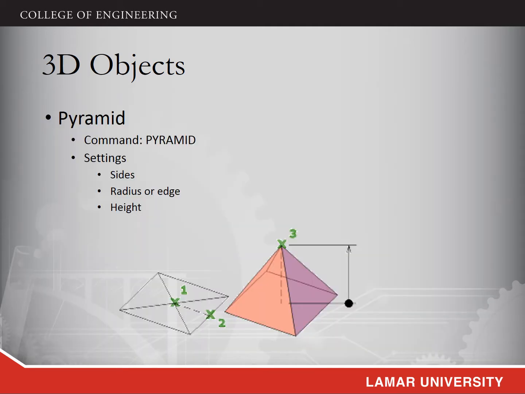The last three-dimensional object we are learning is the pyramid. The command is just "pyramid." The base of a pyramid is a polygon. So to define the base of the pyramid, you first identify the number of sides, and then use either the inscribed or the circumscribed method with the radius, or the edge method, to identify the size of the polygon. As the last step, you just need to specify the height of the pyramid to complete the generation.